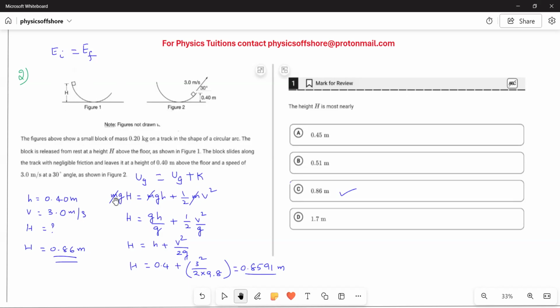So here mgh is equal to mgh plus half mv squared. And then on simplifying the equation and substituting the numbers, we get h is equal to 0.8591 meters. On rounding, we get 0.86 meters. This is the answer for this question.